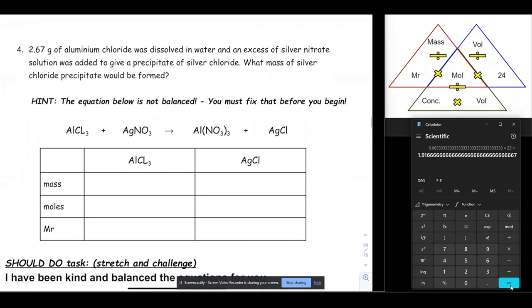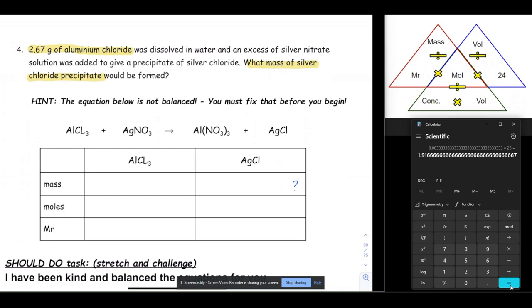Okay, this question is telling us that 2.67 grams of aluminium chloride was dissolved in water and an excess of silver nitrate solution was added to give a precipitate of silver chloride. That's all very interesting information, but the fact that it tells us that we have an excess of silver nitrate means that we can't use the moles of silver nitrate because we have more than we can possibly use. So we just ignore it. What mass of silver chloride precipitate would be formed? So we are looking to find the mass of the silver chloride.